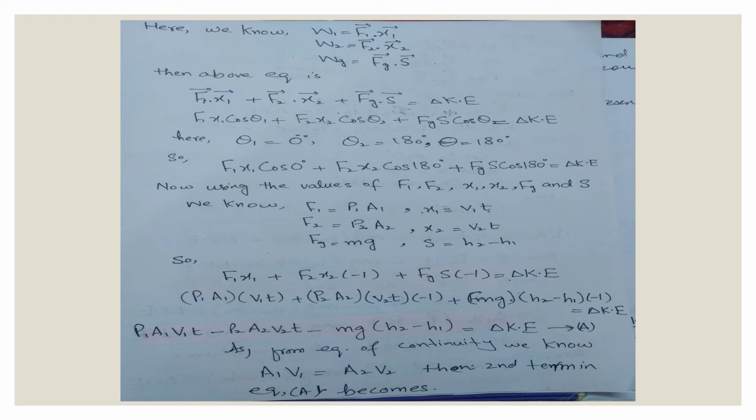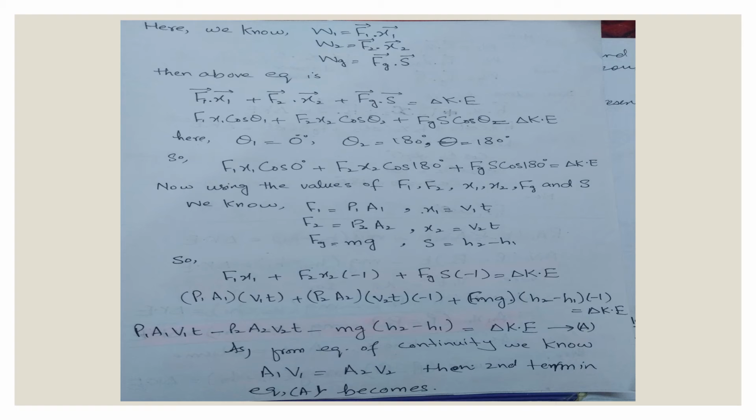Removing the dot product, we get F1 X1 cos theta 1 plus F2 X2 cos theta 2 plus Fg S cos theta is equal to change in kinetic energy. Here you can see from the picture that theta 1 is equal to 0 degrees, theta 2 is equal to 180 degrees, and for Fg S the theta is 180 degrees. Substituting these angle values, we get the values for F1.